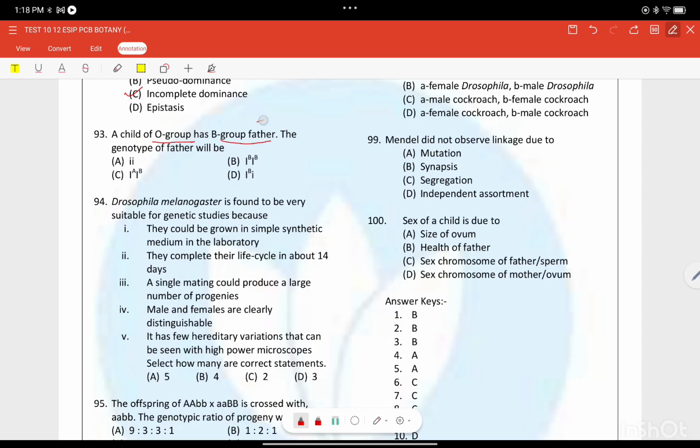A child with O blood group has a B blood group father. So the genotype for the father would be capital B, IB and IO. The genotype of the father will be this. You can also write it like this.